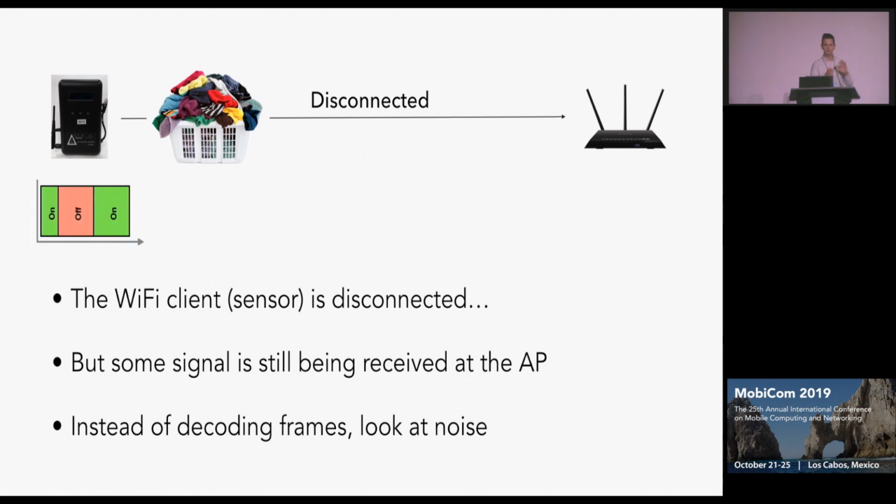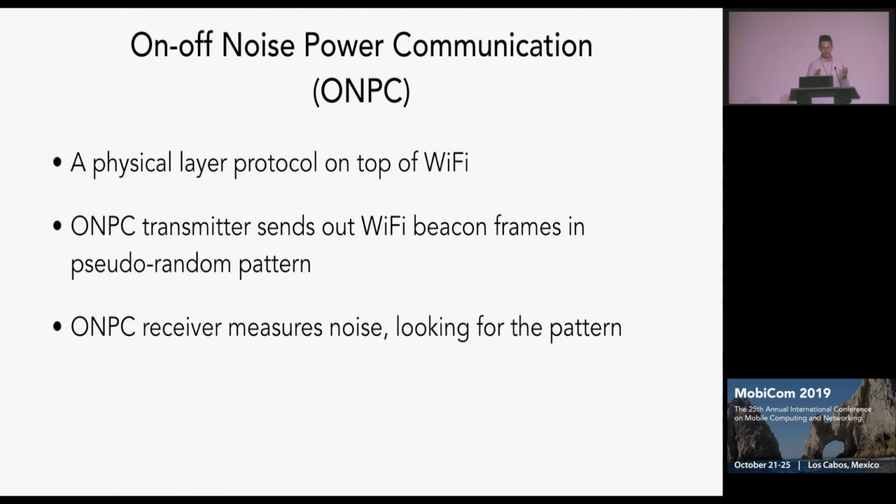Let me give you an illustration of what I mean. Maybe this client transmits in a certain pattern of ons and offs. These can be any transmission whatsoever: a short on, a long off, and then a long on. On the receiving end, it doesn't try to determine what those transmissions were, what the frames were, or what the data was. It just looks at the noise and sees the effect that those transmissions had on the noise. They would be able to correlate this and set up a way of communicating. And that's what ONPC is.